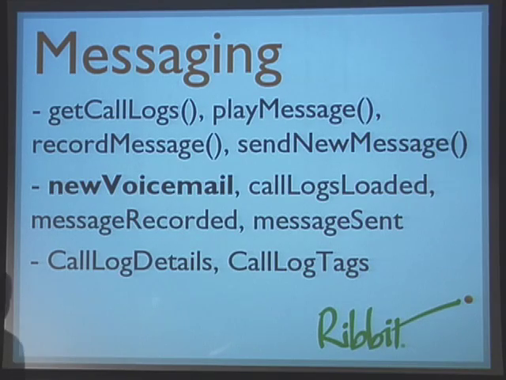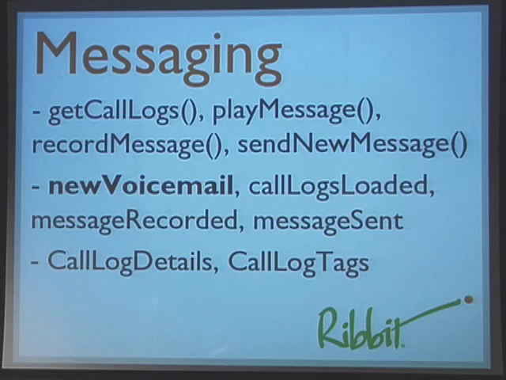And new voicemail, again, bolded because that's a pushed event. There's nothing I do on my end that will send me that event. It's basically someone called me, I ignored the call, and I received a new voicemail. And that's the application telling me that I have a new voicemail. And then some of the objects associated to messaging are call log details and call log tags.